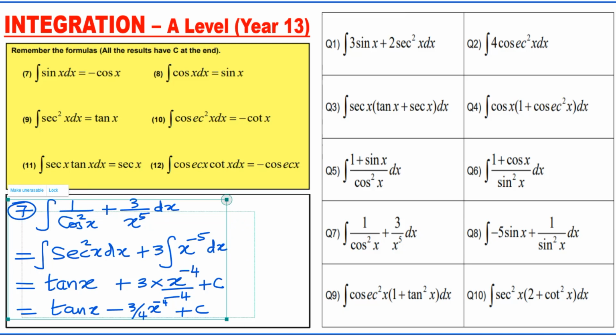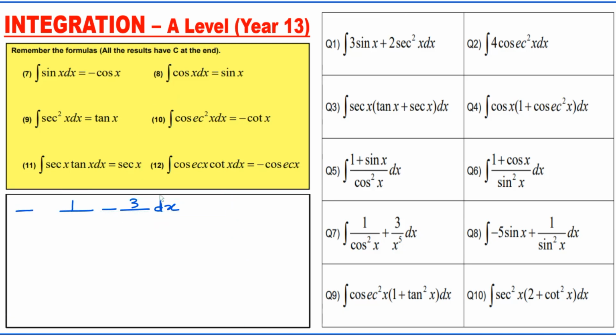Again, the question is not going to be a single function. It is a combination of other functions. So you need to be smart enough to separate them into individual integrations, and you will be okay with that. So integrating minus 5 sine x plus 1 over sine squared x dx.